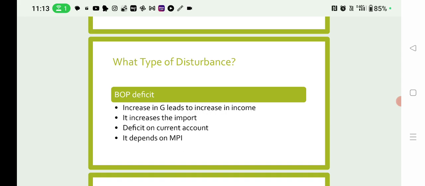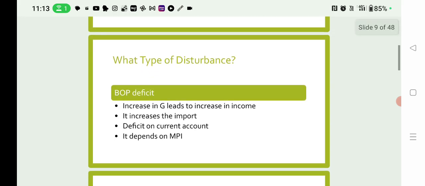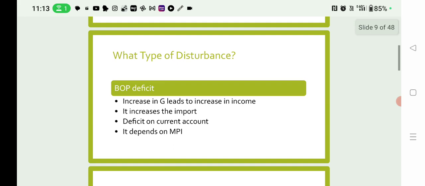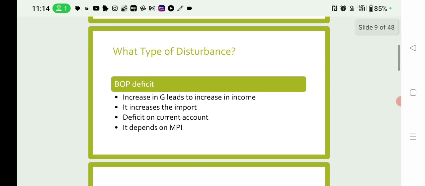So in order to address the balance of payment deficit, the government expenditure increases. Government starts increasing the expenditure. G stands for government expenditure in the slide in the presentation. So government expenditure increases, so that leads to increase in income, depending on the multiplier value. It has a multiplier effect on the economy. So income increases. That means the import of the country increases. As import is a function of income, income rises, import rises.